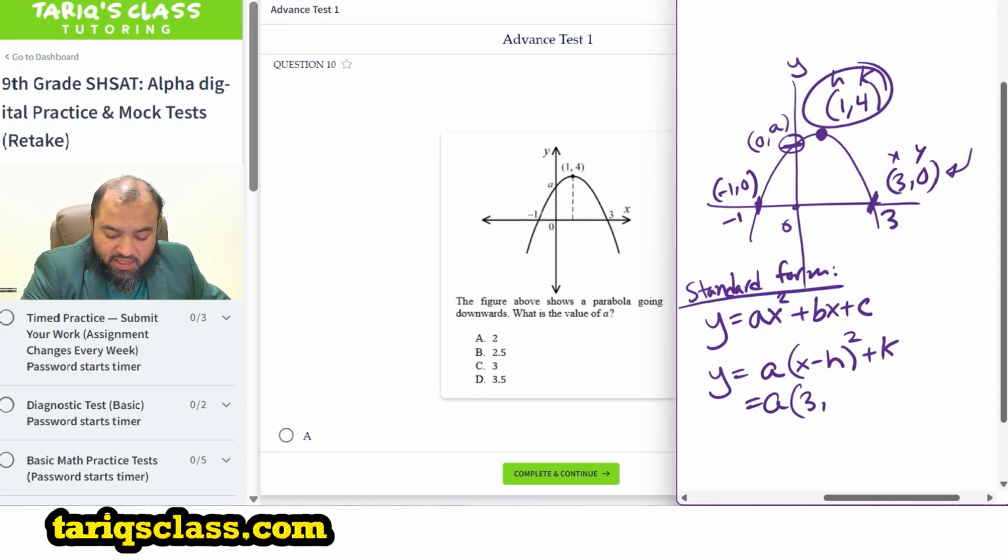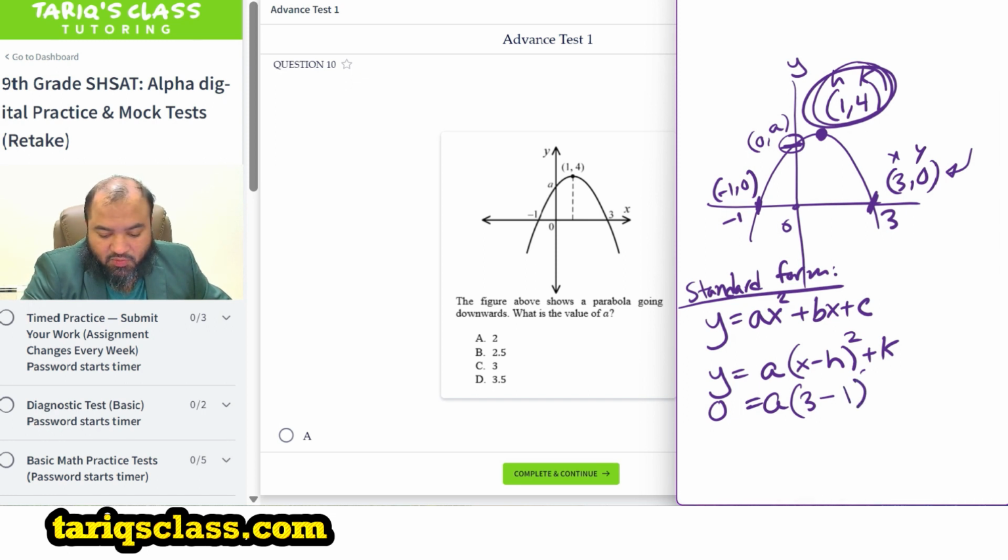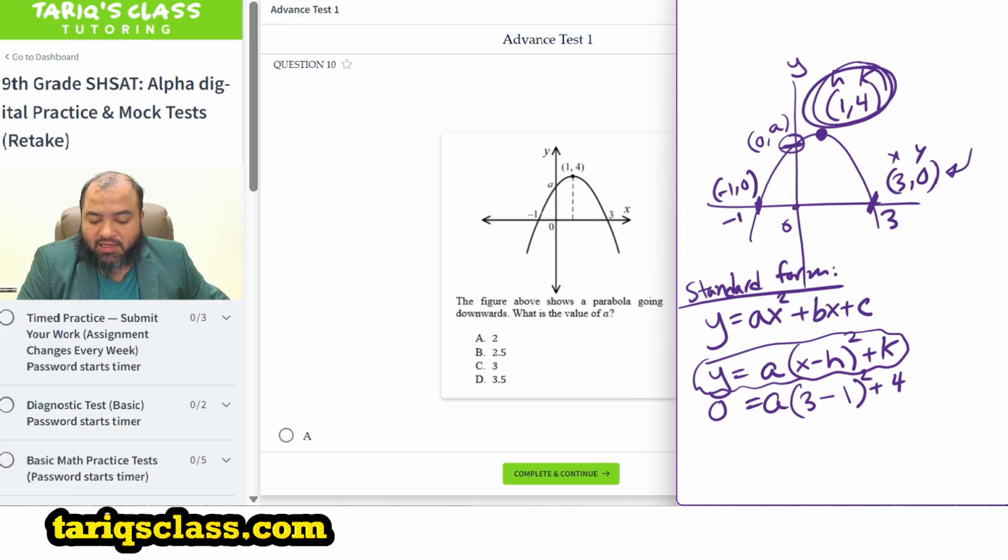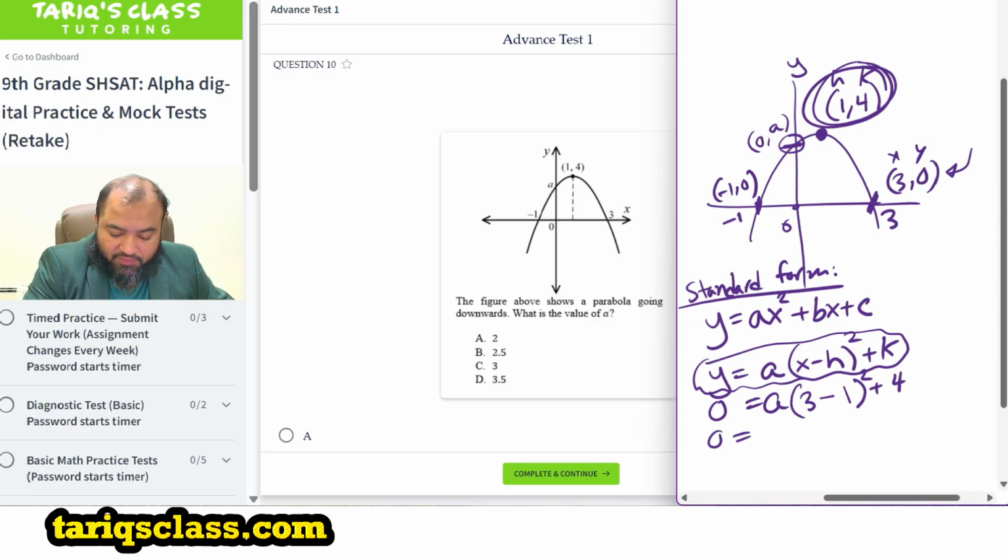So x is 3, and for y, we're going to plug in 0. For h and k, we use the vertex: h is the 1 and k is the 4. All I'm doing is, this is the vertex form. You have to memorize it, and then you start plugging in whatever you know. We didn't know what a is, but we knew y, x, h and k. So let's start solving. 3 minus 1 is 2, squared, times a, plus 4. 2 squared is 4a plus 4 equal to 0.